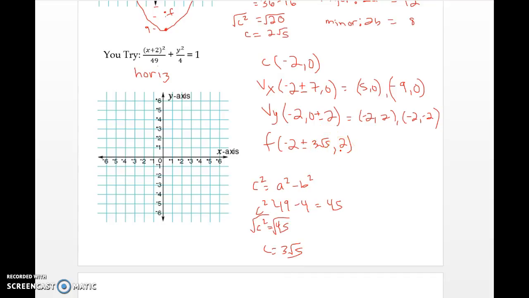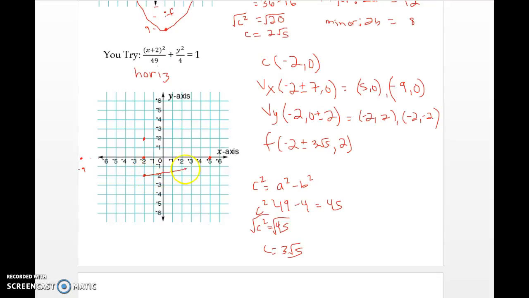And then we would graph our center, negative 2, 0. I'm going to go 7 left and 7 right from my center because the square root of 49 is 7. So 1, 2, 3, 4, 5, 6, 7. And 1, 2, 3, 4, 5, 6, 7. And that would be negative 9. Up and down, I'm going to go 2 because that's the square root of 4. 1, 2, your minor axis or co-vertices.